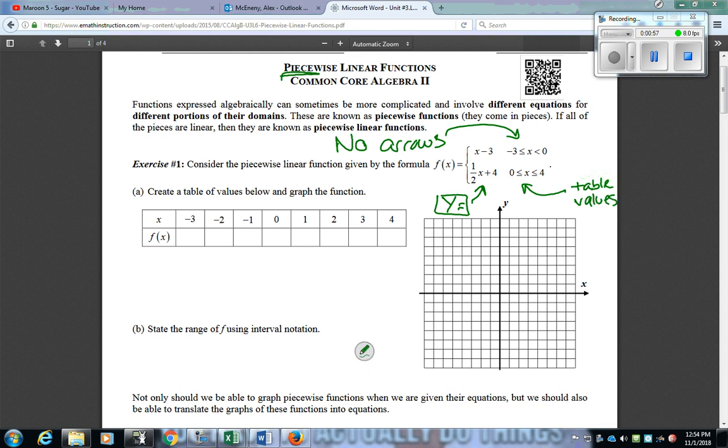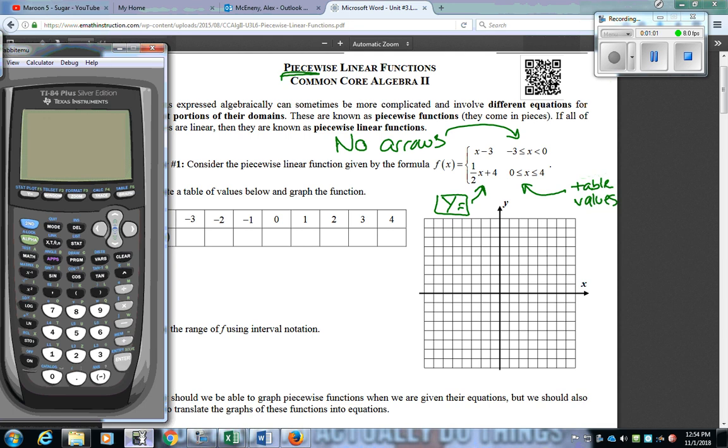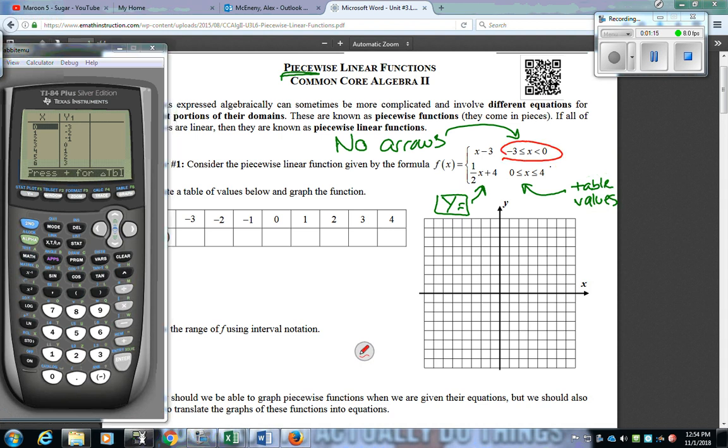So what I'm going to do for the first one, I'm going to go to x minus 3, type that in my calculator, and then I'm going to go to the table. And it says in the table they want me to do from -3, including -3, up to 0, but not including 0. So I'm going to go to -3, and I have -6. -2 I have -5, and then -1 I got -4.